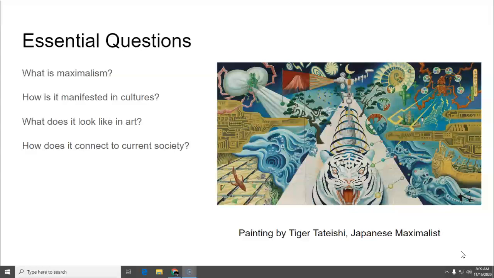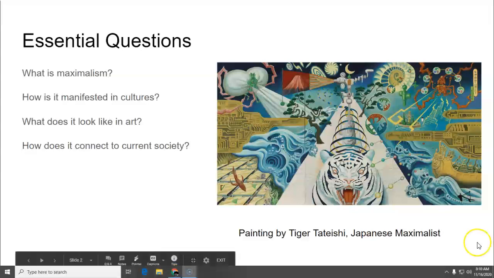And on the right, you see a maximalist painting by Tiger Tashi, who was one of the Japanese founders of Maximalism. And by looking at it, you can see that the composition is very crowded. There's a whole lot going on, both in terms of art and in terms of concepts.